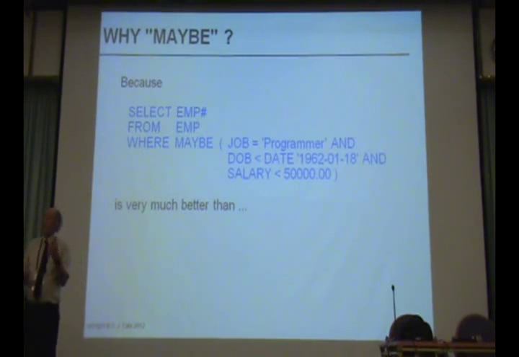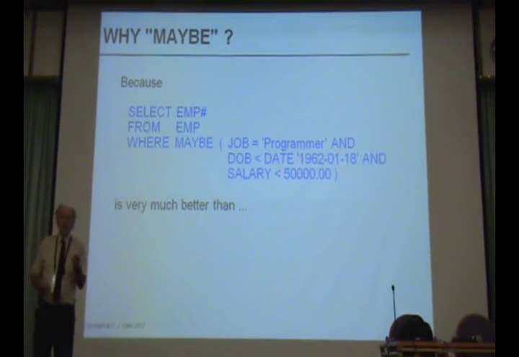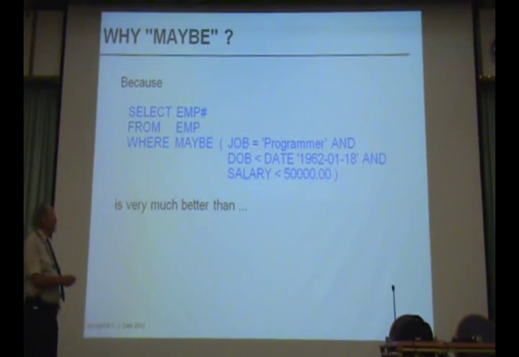Well, suppose you had this query. You want to find employees for whom it may be the case, but is not definitely known to be the case, that they're programmers, and their date of birth is less than a certain date, and their salary is less than a certain amount. Well, you see, the people you want are precisely the people for whom the expression in parentheses here evaluates to unknown. Maybe then converts that to a true, and so you retrieve exactly the people you want.